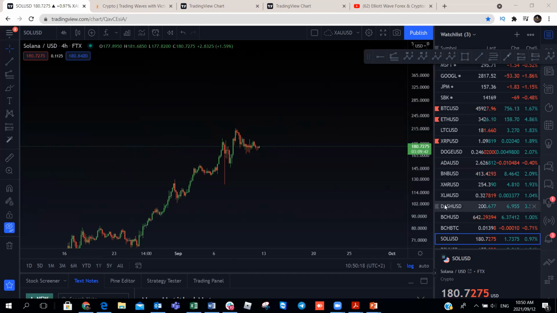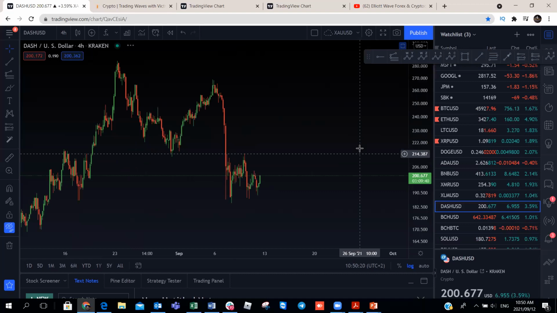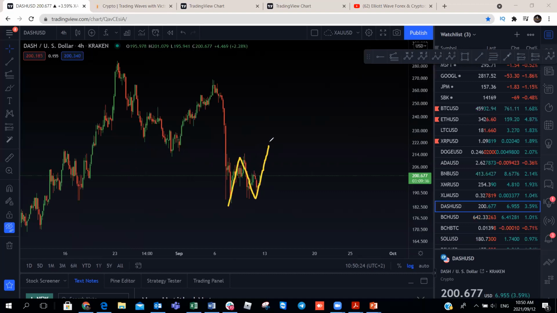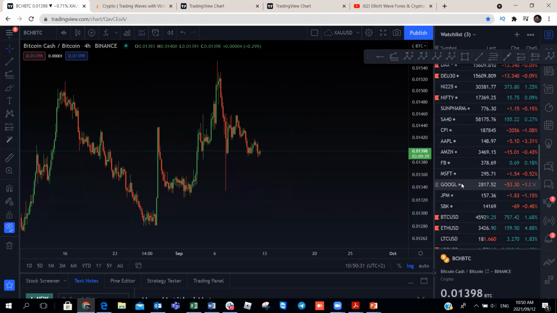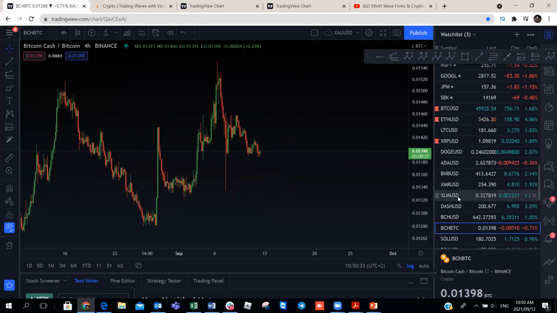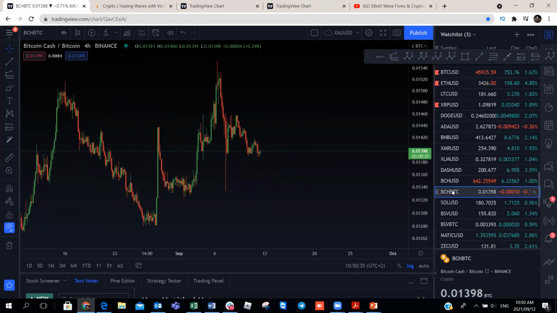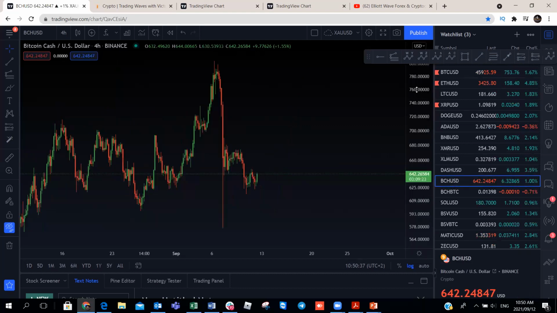As for the rest, whether it is Dash or any, they are all looking for a push to the upside before one more move to the downside. Okay, so that is Dash. Let's look at Bitcoin Cash. This is versus BTC. That's the link. So let's look for one versus US dollar. Let's look at Bitcoin Cash versus US dollar. So that is it. That's it there.